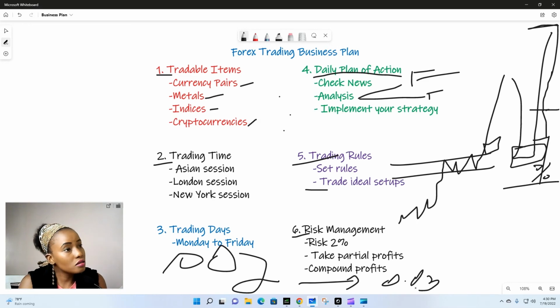So that's it with the business trading plan. The 6 items, definitely, as you make your own business plan, you can tailor it to your needs because it's you who knows your personality. So make sure the business plan works well with your personality, your lifestyle, your bank account, your goals, and your expectation from Forex trading.